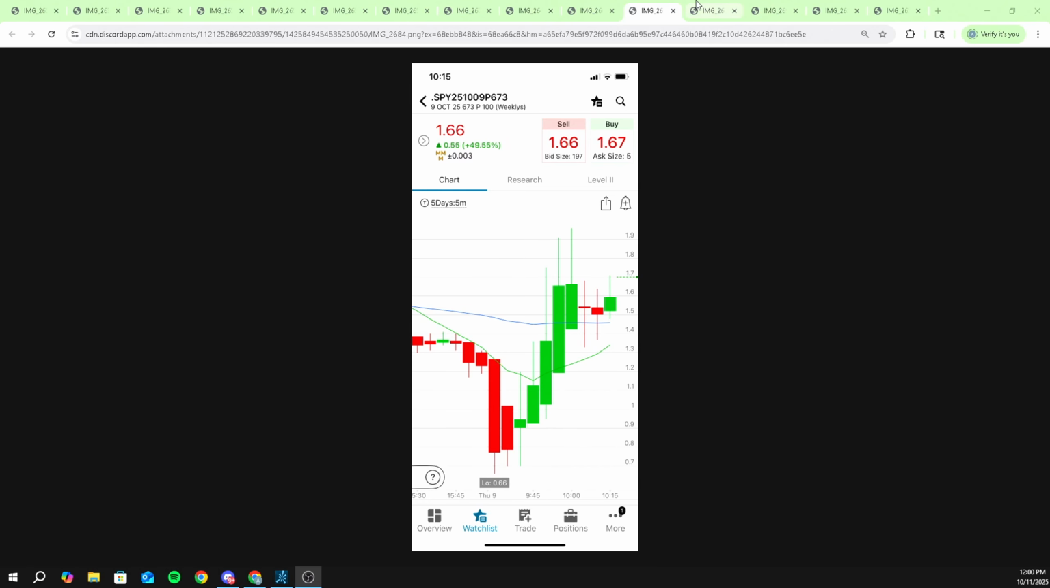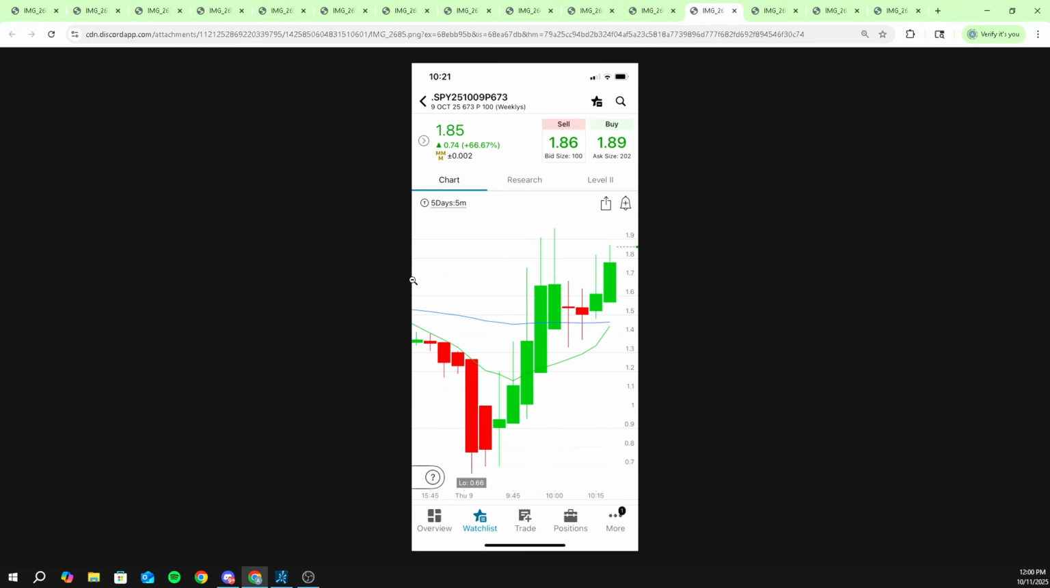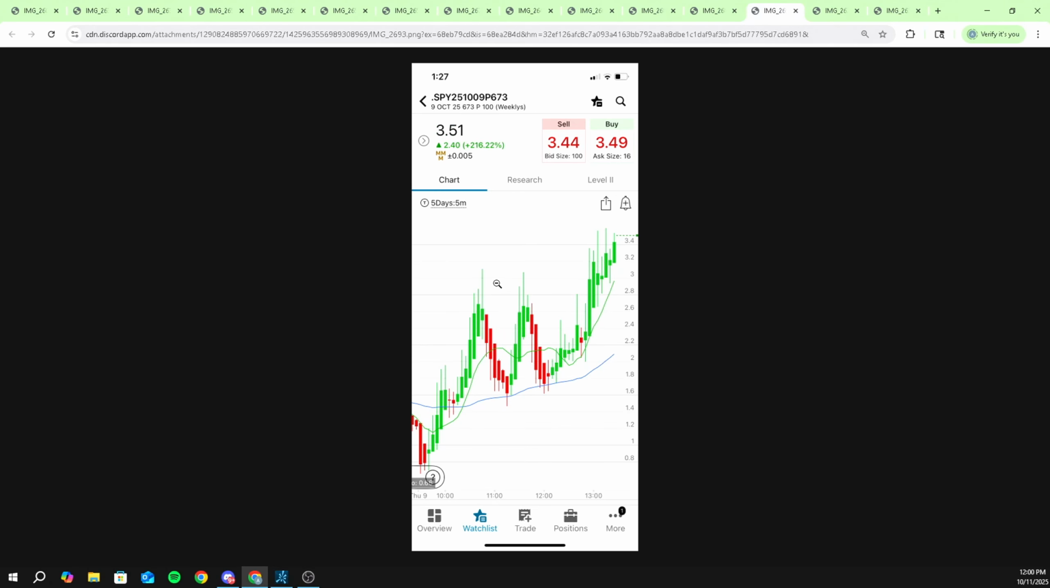I took some starters right here just because the SMAs are pretty close. Again, yes, this was a little bit of an early entry, but I only did have starters, and then this is where I added some more. So you can see how the SMAs are. The 10 is literally right at the 50. This is bound to cross. It's 100% going to cross in my eyes. So I added some more, and this is where the move happened.